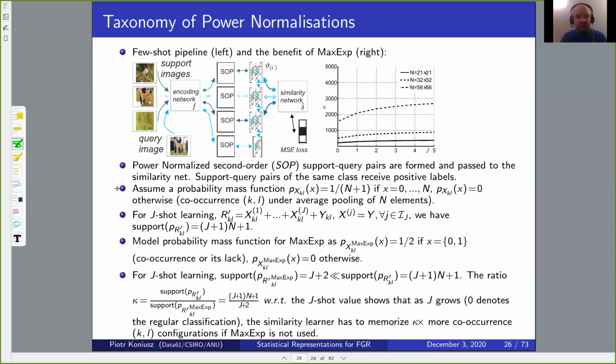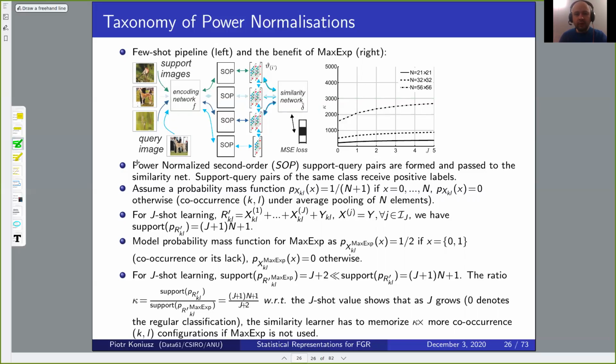Without getting into the details of mathematics, we studied the reason why power normalization is useful in second order pooling. So in fact, we concluded that because few shot learning is in fact relational learning, it benefits from power normalization even more than regular classification. So this J along the x-axis denotes the shot number. 0 means standard classification, 1 means one shot.